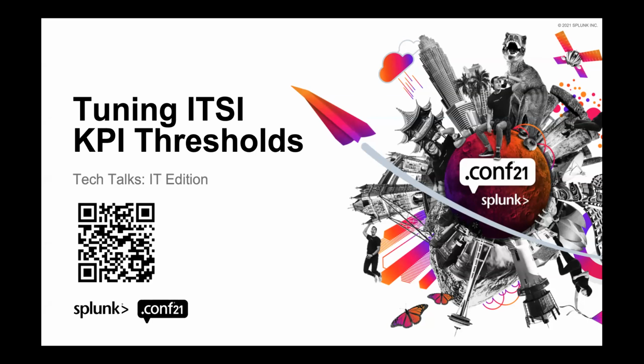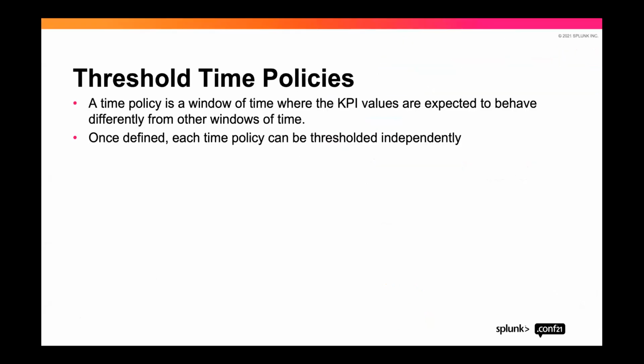All right, so let's move on, and we'll start talking about the guts of this. So here's one of the most important things, and one of the concepts that I think can be a little bit difficult. It's the threshold time policies. Now, it's very difficult to have adaptive thresholding without using time policies of some type, okay? You may be able to use just a default time policy, but for the most part, you want to have multiple time policies for a KPI because systems act differently at different times.